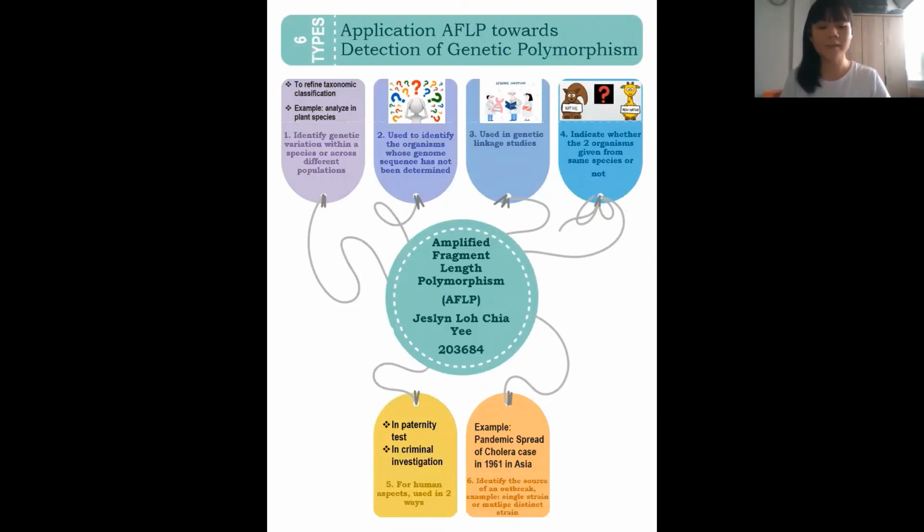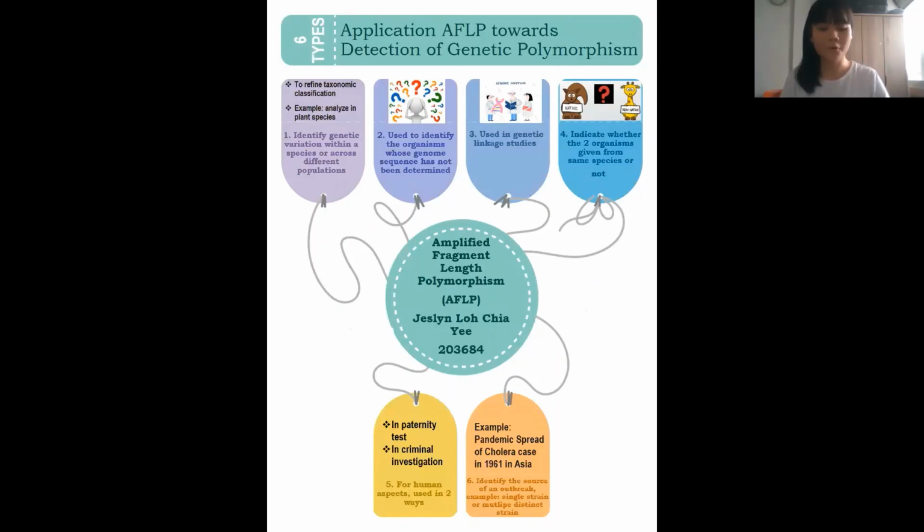Third, this technique can be used in linkage studies to generate maps for quantitative trait locus analysis. The creation of high-resolution linkage maps has been tedious and labor-intensive, but with the high number of markers that can be generated by the AFLP technique, genetic maps can be constructed faster and more easily. Fourth, the AFLP markers help to identify whether 2 organisms are members of the same species.